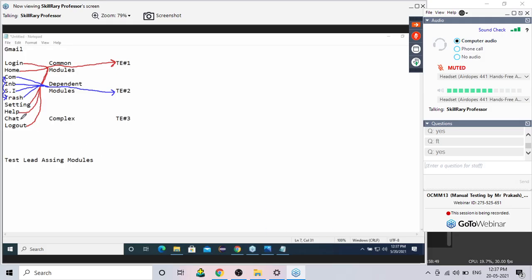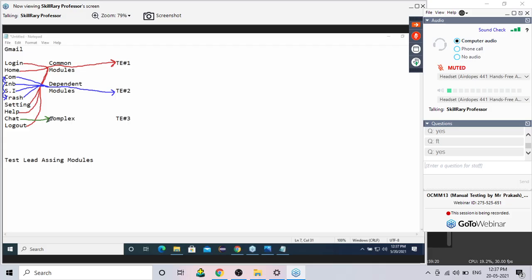this chat is an independent module. Yes or no? Chat is completely independent. What is the meaning of independent first of all? Independent means what? It's not a common module also. It's not a dependent module also. Test engineer 1, test engineer 2, they don't have to touch chat. Yes or no? There is no relationship. Perfect. Okay.